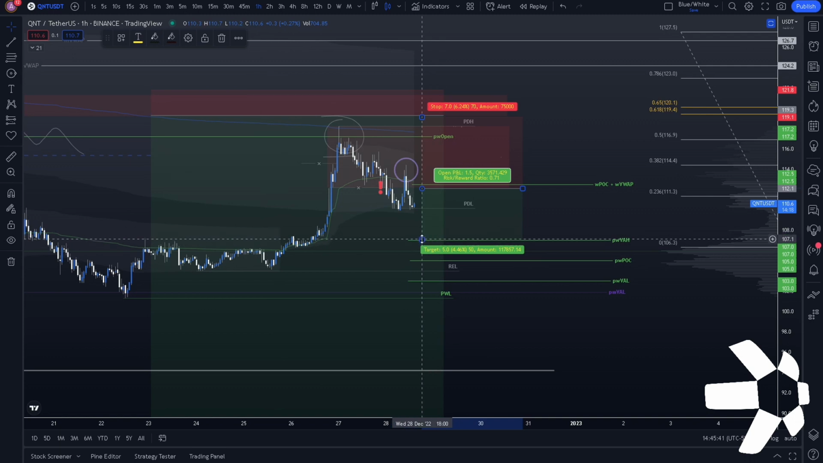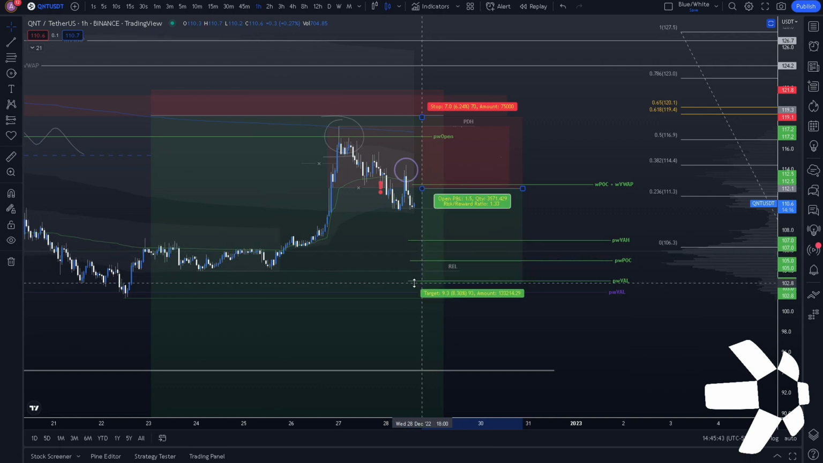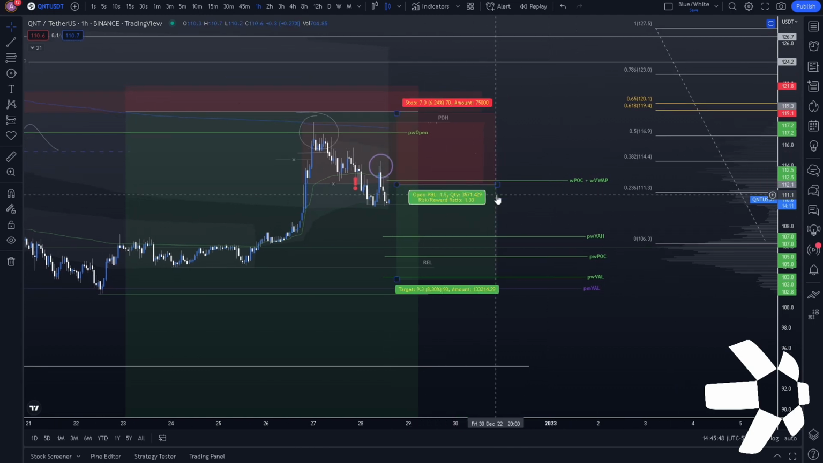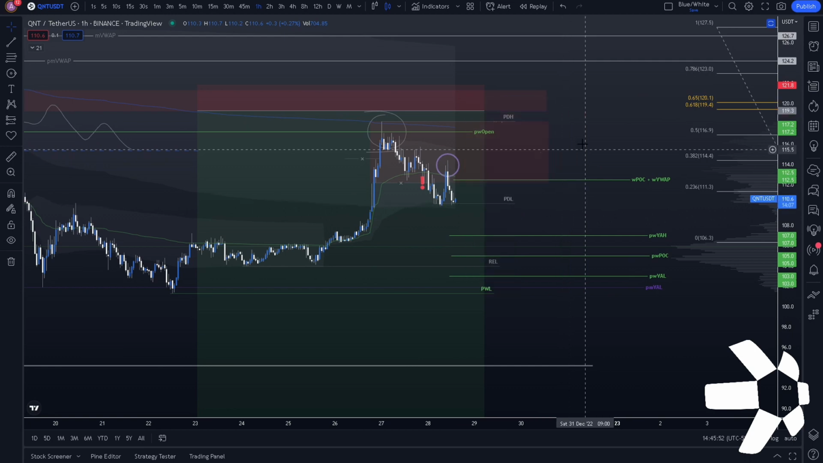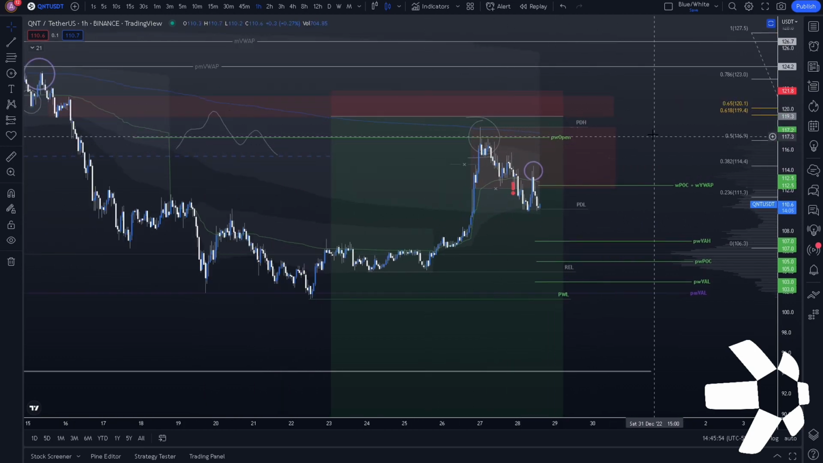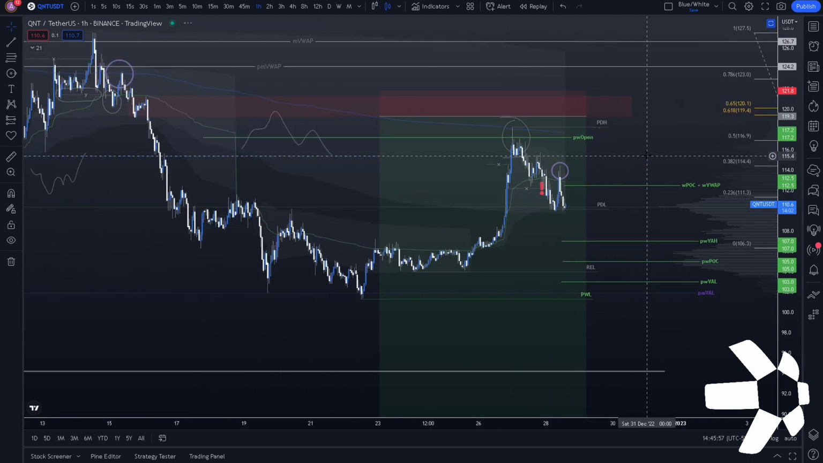Let me right here, you can target all the way down to the previous week value area low and just take profits along the way. But this would have been a valid trade too if you're looking for a short trade on a lower time frame. I was kind of looking for something on a longer term hold for a short trade.